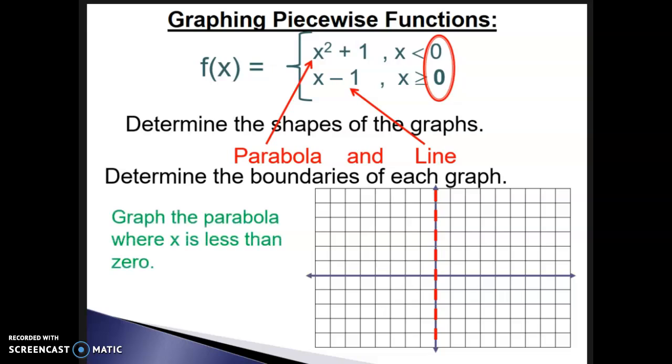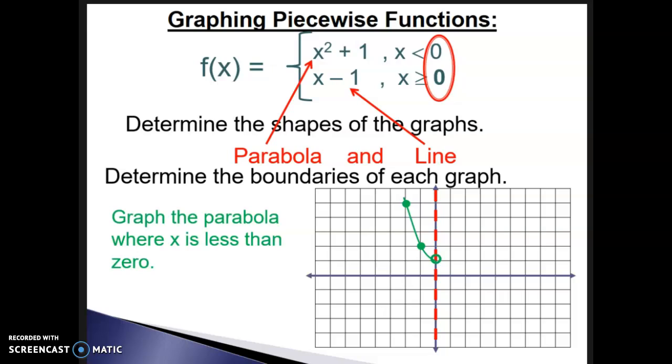So if you remember, graphing the parabola is going to have a vertex at 0, 1. Okay, this is going to be the parabola. Now, we only need the piece where x is less than 0. So we're going to cut off that piece, and we're only using that left side.